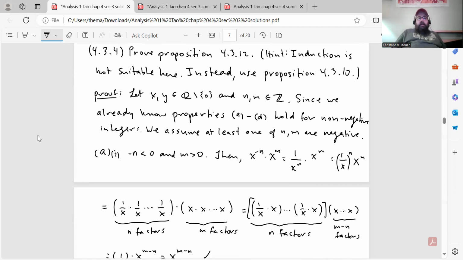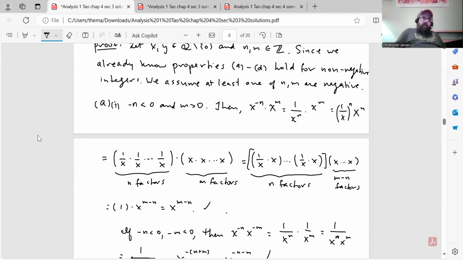Let x, y be non-zero rational numbers and n, m be integers. Since we already know that properties A through D hold for non-negative integers, we can assume that at least one of n and m is negative. So let's do part A. Here I'm going to assume that negative n is less than 0 and m is greater than 0. Then x to the minus n times x to the m is equal to 1 over x to the n times x to the m by definition, which is equal to 1 over x to the n times x to the m.